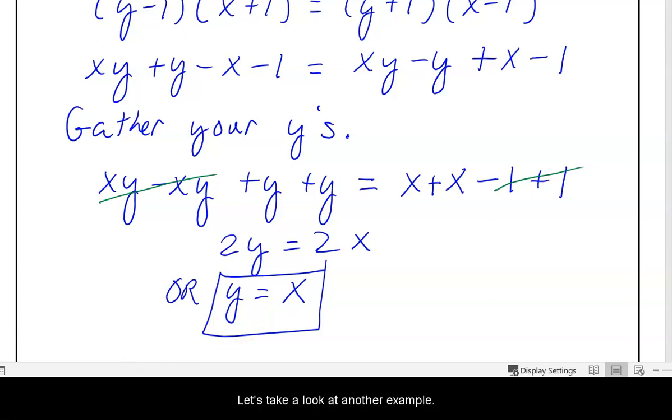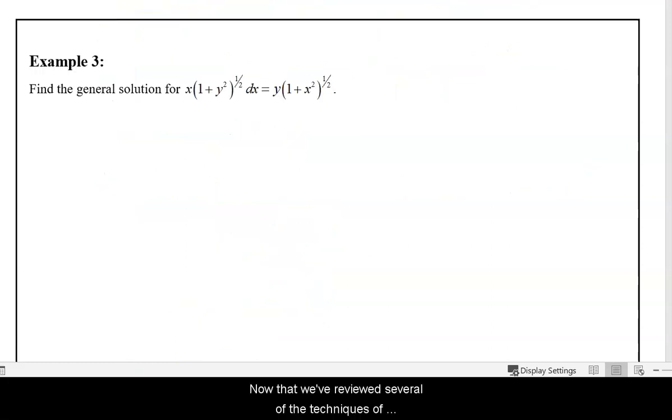Let's take a look at another example. Now that we've reviewed several of the techniques of integration, I won't go into as much detail. So for the next few examples, I will instead show you how I work, but I won't explain it in detail. Let's look at example 3.